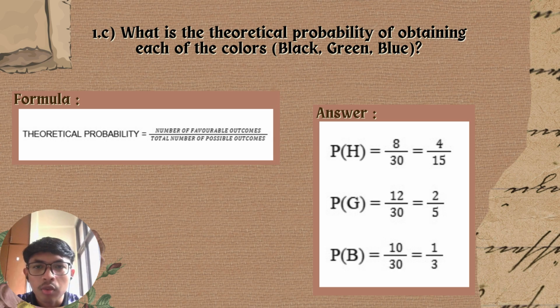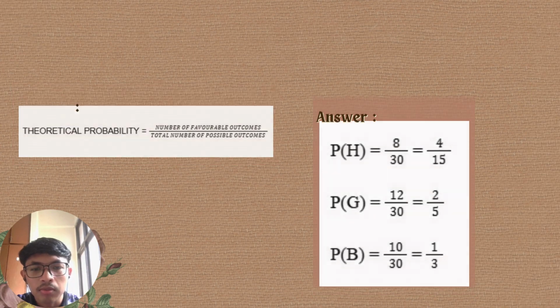Question C. What is the theoretical probability of obtaining each of the colors black, green, and blue? The formula we use to calculate theoretical probability is number of favorable outcomes divided by total number of possible outcomes. So, theoretical probability for black marble, we get 4 divided by 15. For green marble, we get 2 divided by 5. And for blue marble, we get 1 divided by 3.